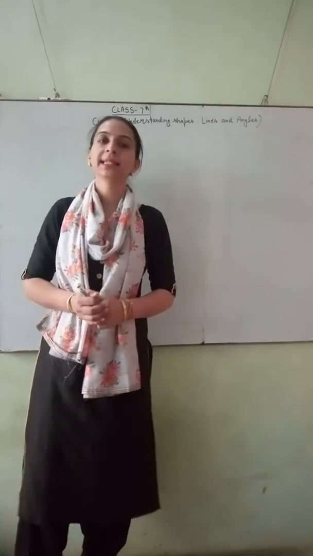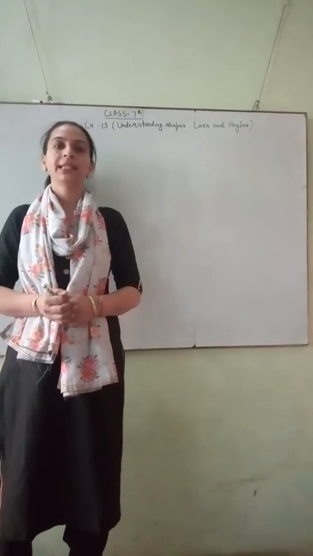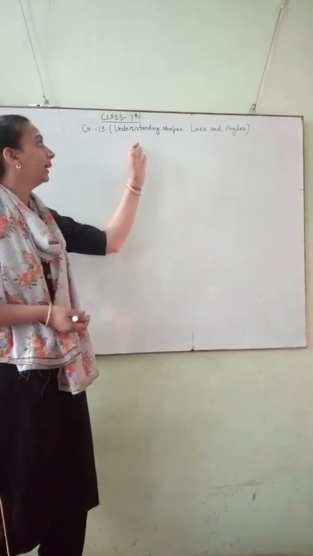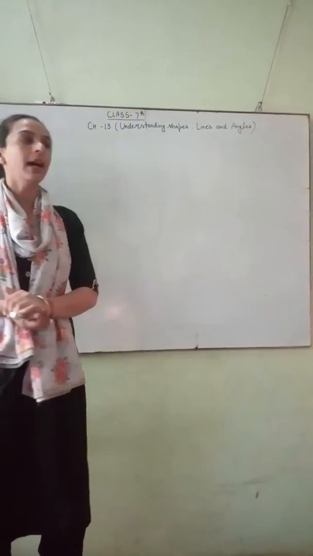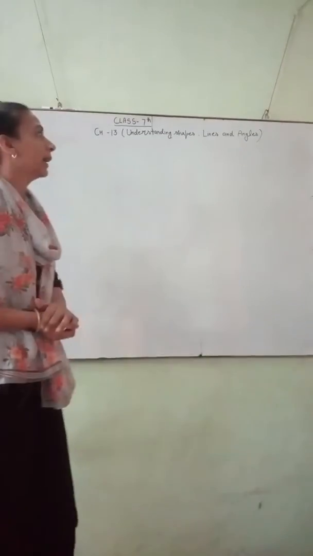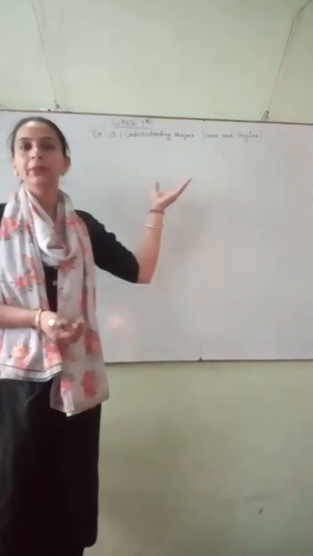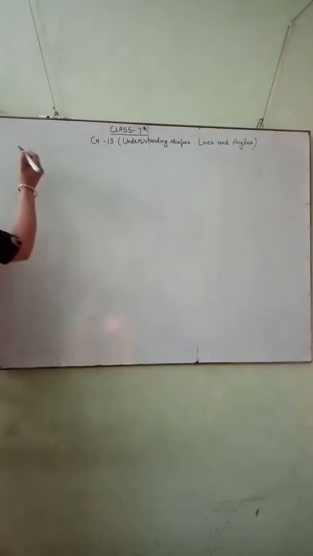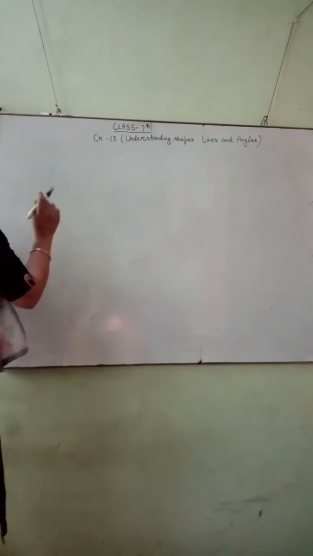Good evening, students. Today I came back with a new topic of 7th standard, chapter number 13, Understanding Shapes, Line and Angle. Students, we will discuss lines and angles. In the previous class, you already discussed it, but we can take a review of these topics. Clear? First, we take a basic concept. We discuss the basic concept of geometry.